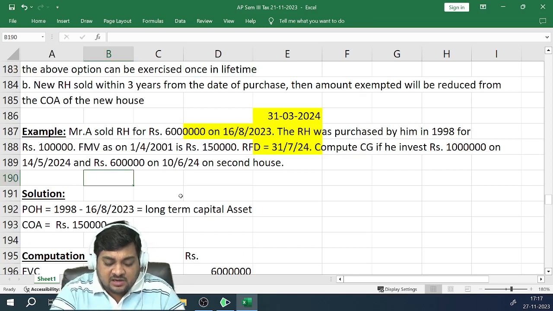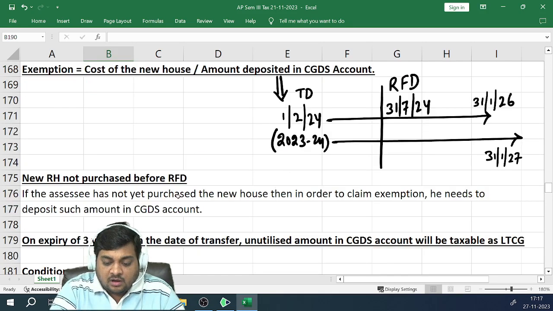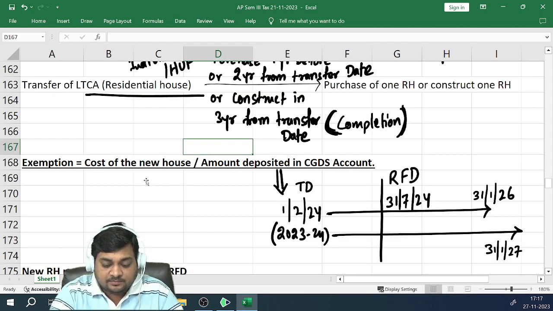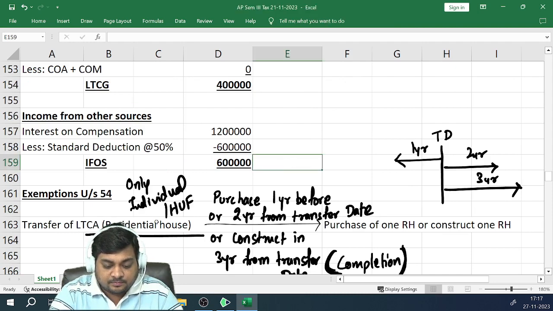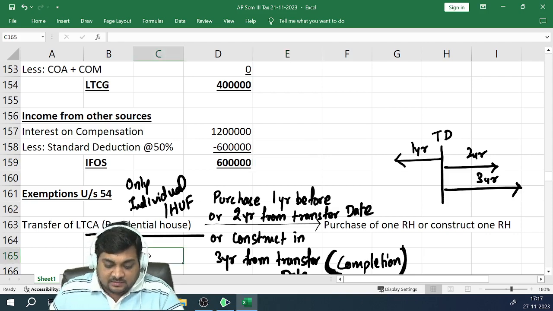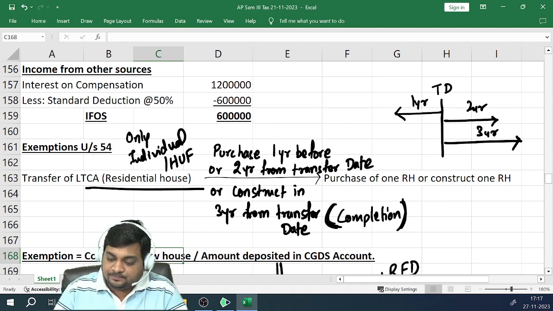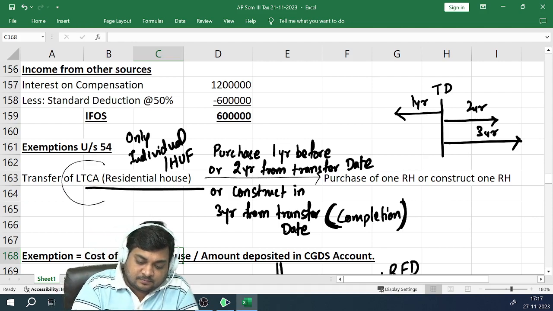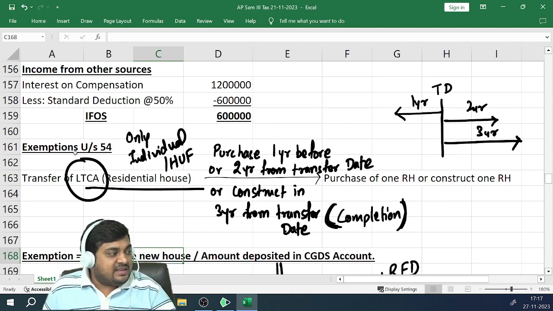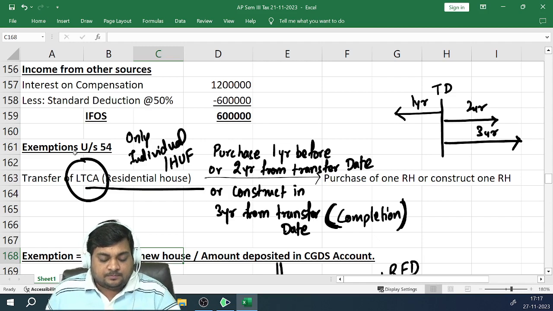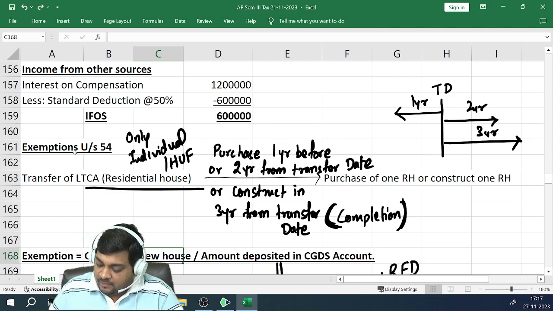In case of exemption under section 54, the asset has to be a long-term capital asset. Then only you get exemption. See, it's written here clearly: long-term capital asset. Right, then only you will get exemption.